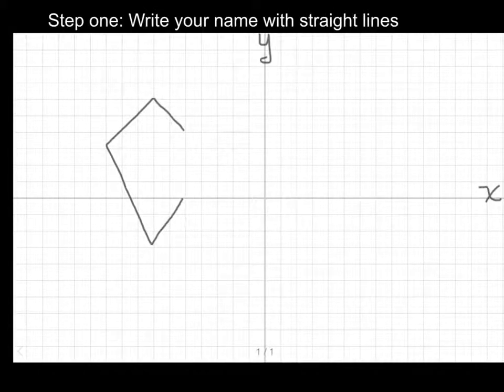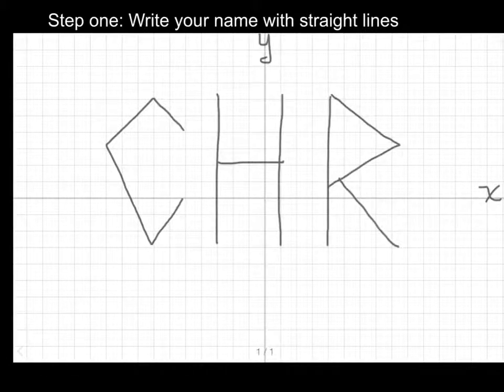Today we're going to do a project called Graphing Your Name. The first step is you're going to be given a sheet of graph paper. You need to draw your X and Y axes and label those, and then you're going to write your name with straight lines. Here you can see I've written the first three letters of my first name, which is Christy.